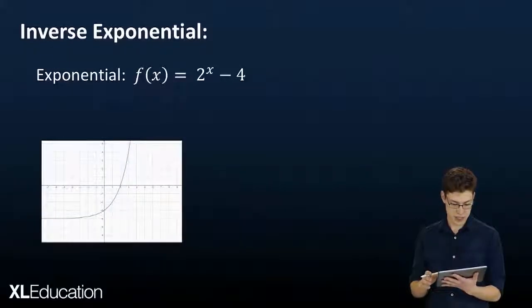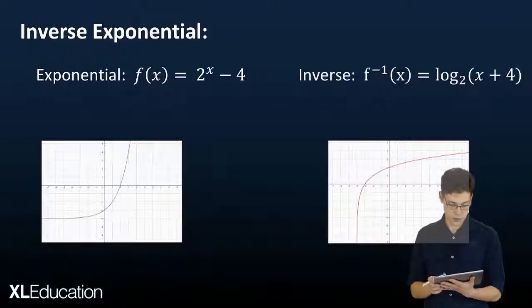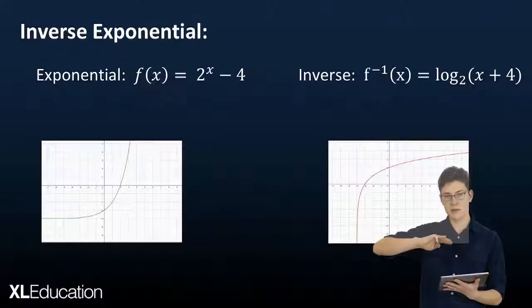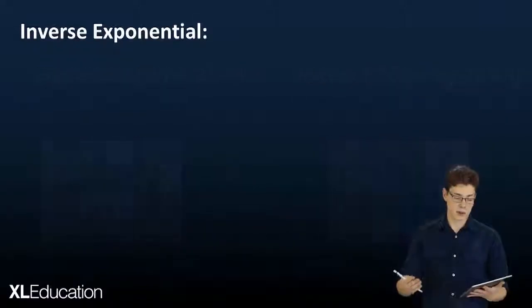So here's the exponential. f of x is equal to 2 to the power of x minus 4. And this is what the inverse looks like. So you can see that it's just flipped about the line y is equal to x, as with all other inverses.